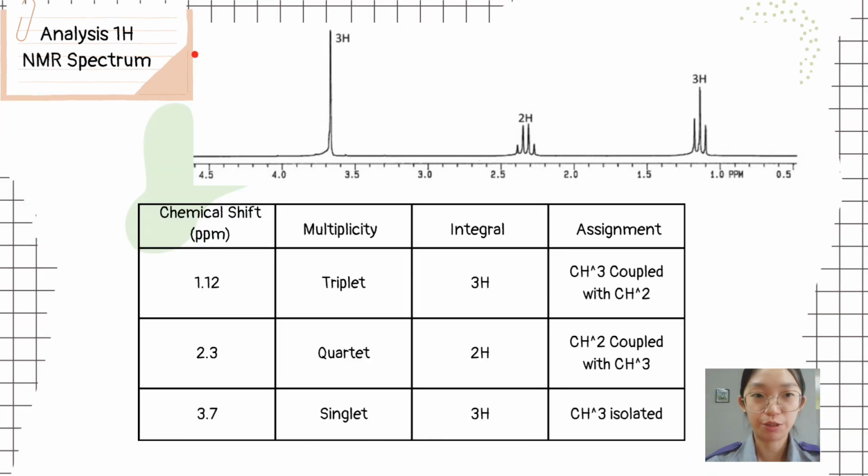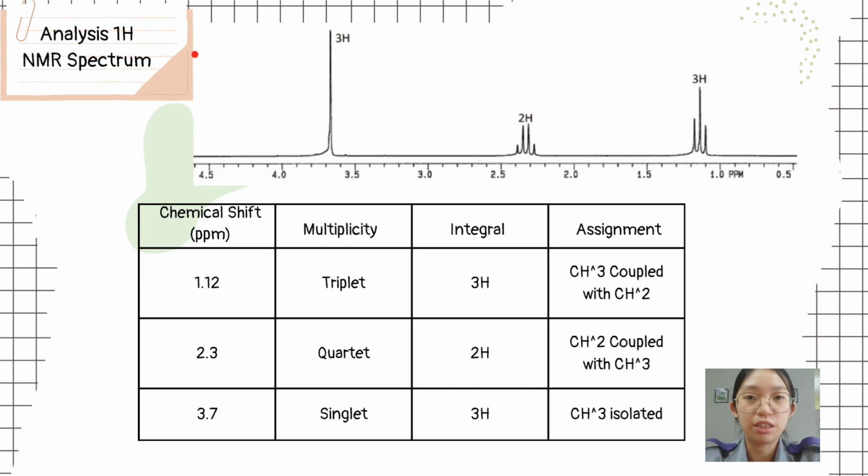Okay, now I would like to proceed with the NMR spectrum. From the NMR spectrum, we can tabulate the data into table form, which is chemical shift, multiplicity, integration, as well as assignment. So let's observe the NMR spectrum. It is found that there are 3 signals. The 3 signals tell us that there are 3 different proton environments.